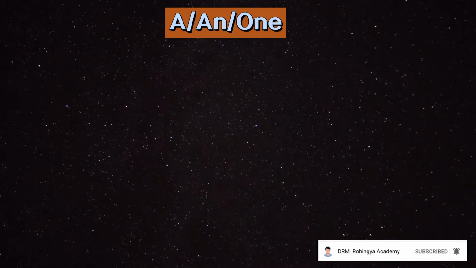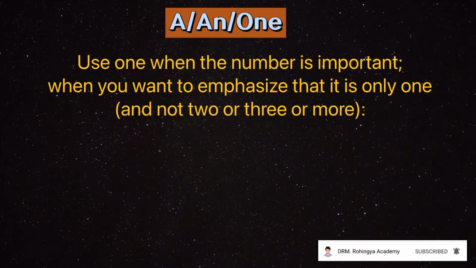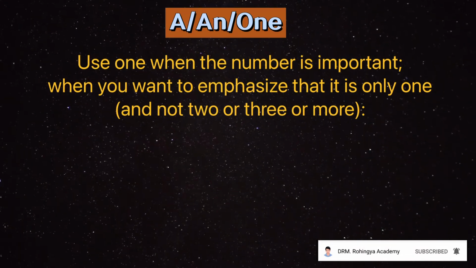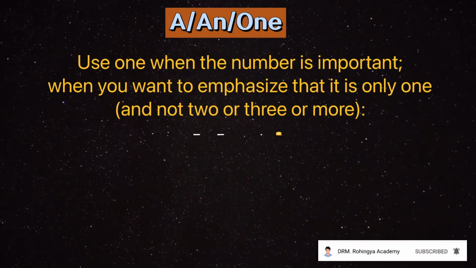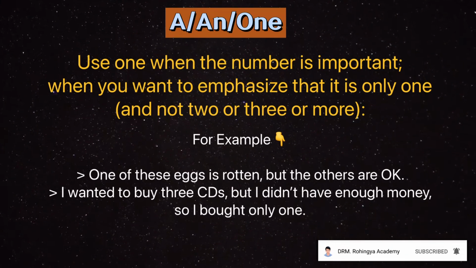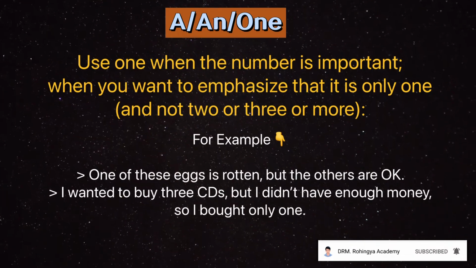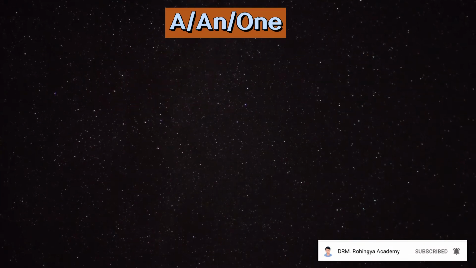A and 1. Use 1 when the number is important, when you want to emphasize that it is only 1. For example, one of these eggs is rotten, but the others are okay. I wanted to buy 3 CDs, but I didn't have enough money. So I bought only 1.